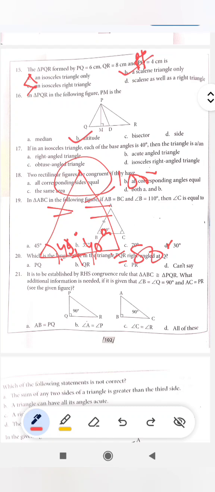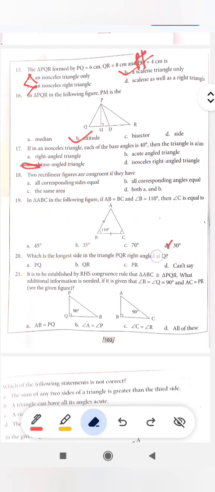Then the triangle is an isosceles right angle. No. Right angle means one angle should be 90 degrees. No, here we didn't get that. So option A, option D is cancelled out. Acute angle, no, because one angle is obtuse. So it is an obtuse angle triangle. Option C is the correct answer.